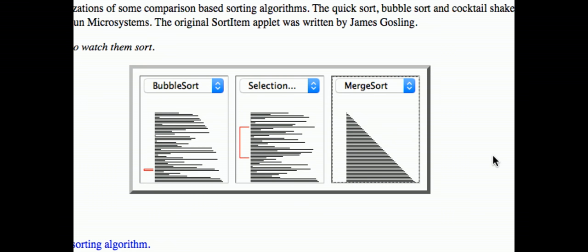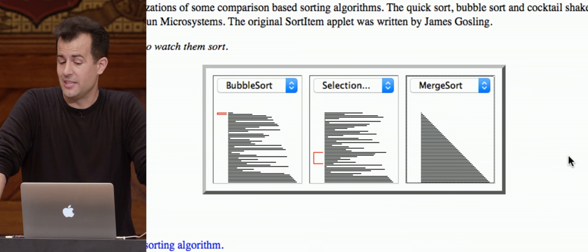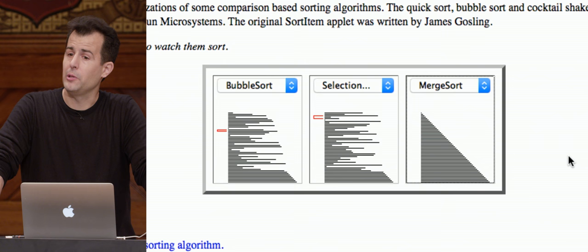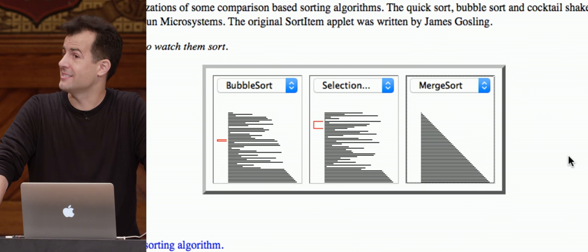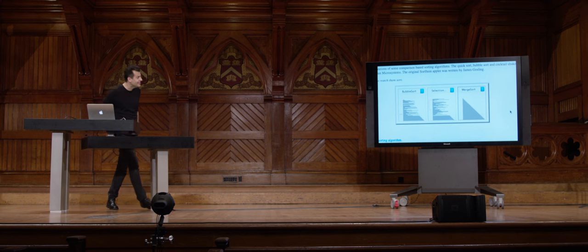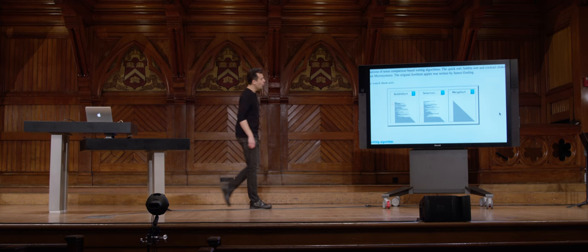Oh my god. You know, and these are different visualizations, but they're the same algorithms. And it's not that they're just poorly implemented. It's arguably that they're poorly designed. They are all correct. But merge sort clearly seems to have some upsides over selection sort.